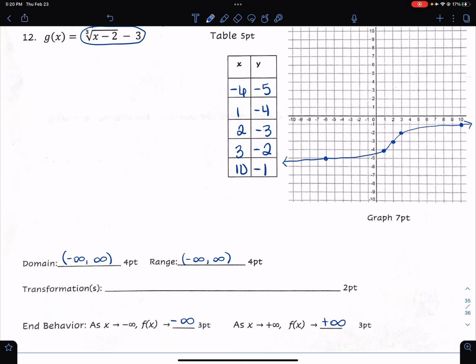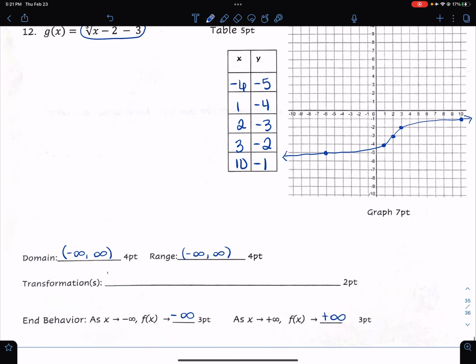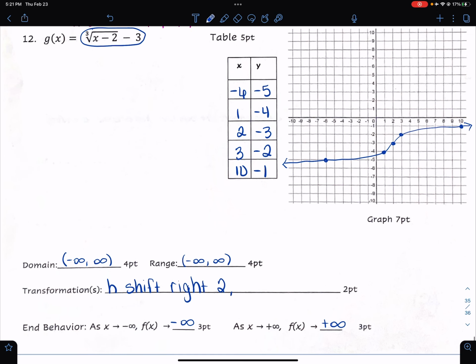Transformations, underneath in the radicand, it says x minus 2. That is the horizontal shift. This one here is going to go right 2. The -3 outside of the radical sign, that is the vertical shift, which says it is going to go down 3.